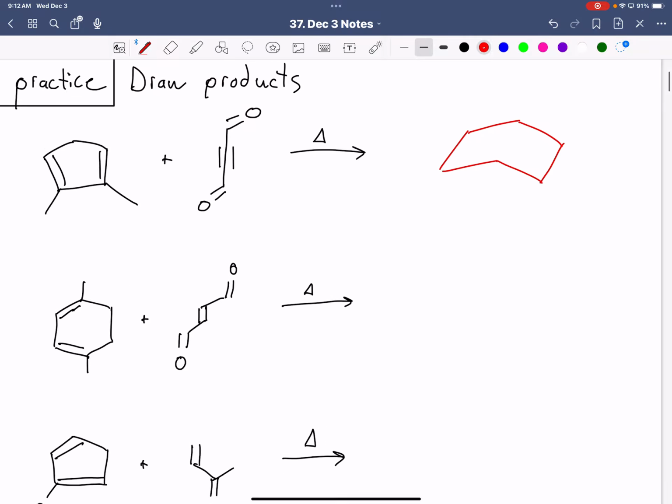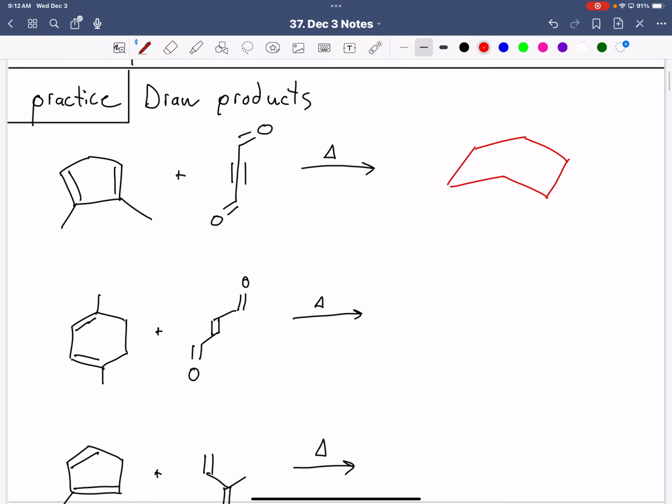Don't have to be perfect. But I usually start these by just drawing the 6-membered ring that the Diels-Alder is going to form. This was a 5-membered ring, so my bridge is going to be just 1 carbon.